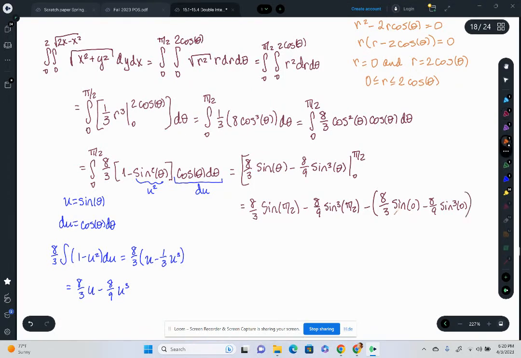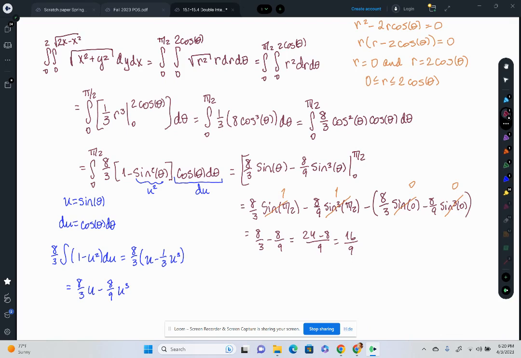Sine of 0 is 0, so those are going to go away. I'm getting no contribution when I evaluate at 0. However, over here, sine of pi halves is 1, and sine cubed of pi halves is 1. So in the end, I just have 8/3 minus 8/9, and I could write this as 24 minus 8 over 9 for a total of 16 over 9. I think that is right. Yep, that looks good. Okay, so we have a grand total of 16/9 for that problem.